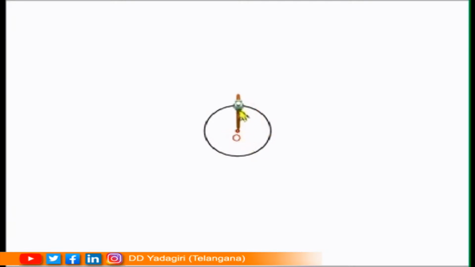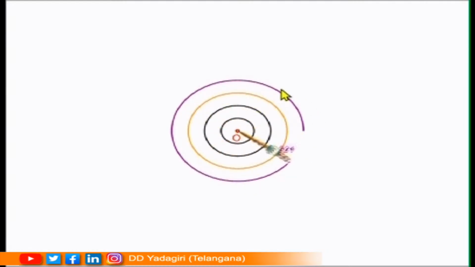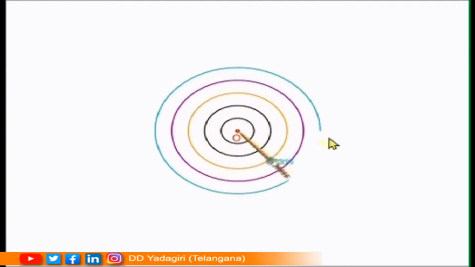Now increasing the radius and drawing one more circle, and now decreasing the radius and drawing one circle from the same point. By increasing the radius, one more circle, and increasing the radius, one more circle. So we have drawn 5 circles with the same center but different radius.